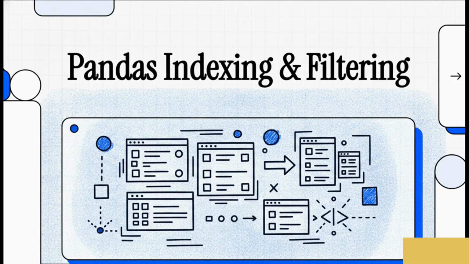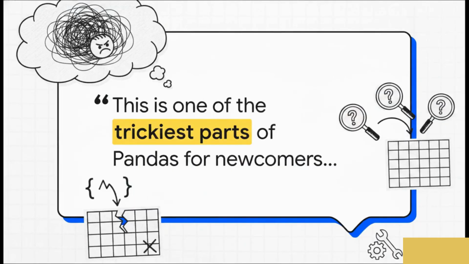Let's get into it. Look, it's a known fact in the data world, and I just want to validate this right out of the gate. This is one of the trickiest parts of Pandas for newcomers. Seriously, if you've ever pulled your hair out because you couldn't figure out why your data query was throwing a giant error instead of just giving you a data frame, you are completely normal. It's universally acknowledged as a massive hurdle.